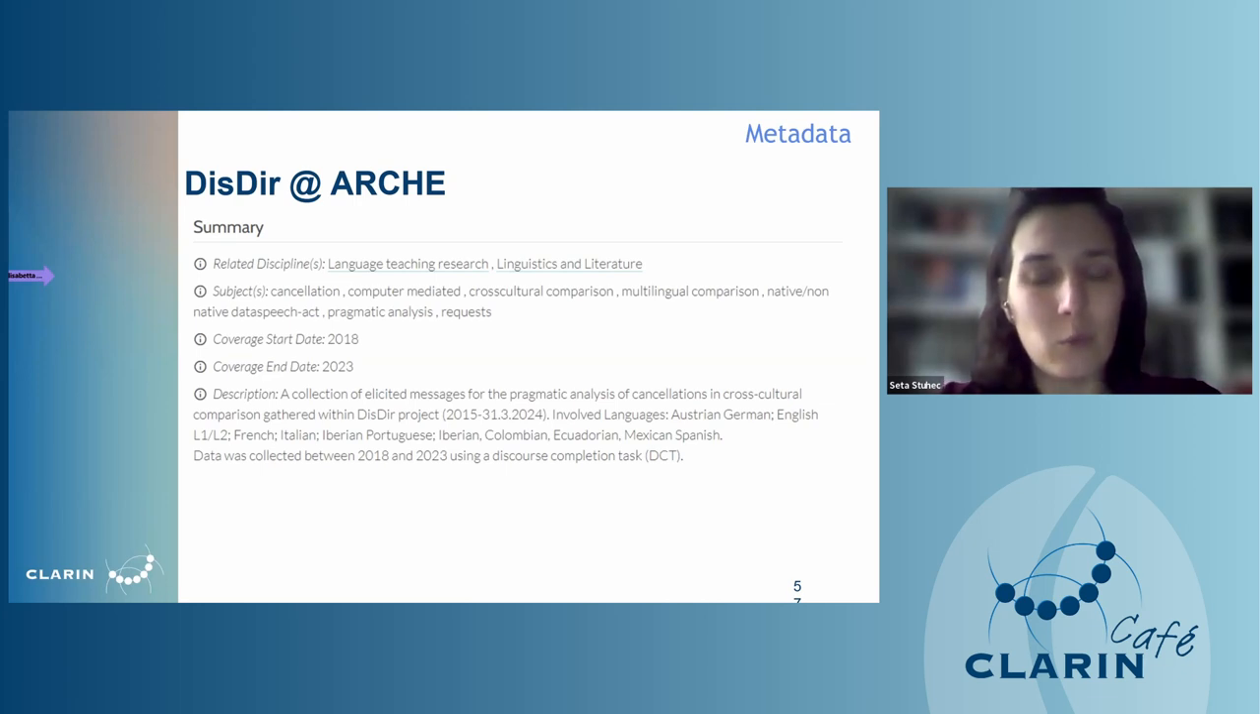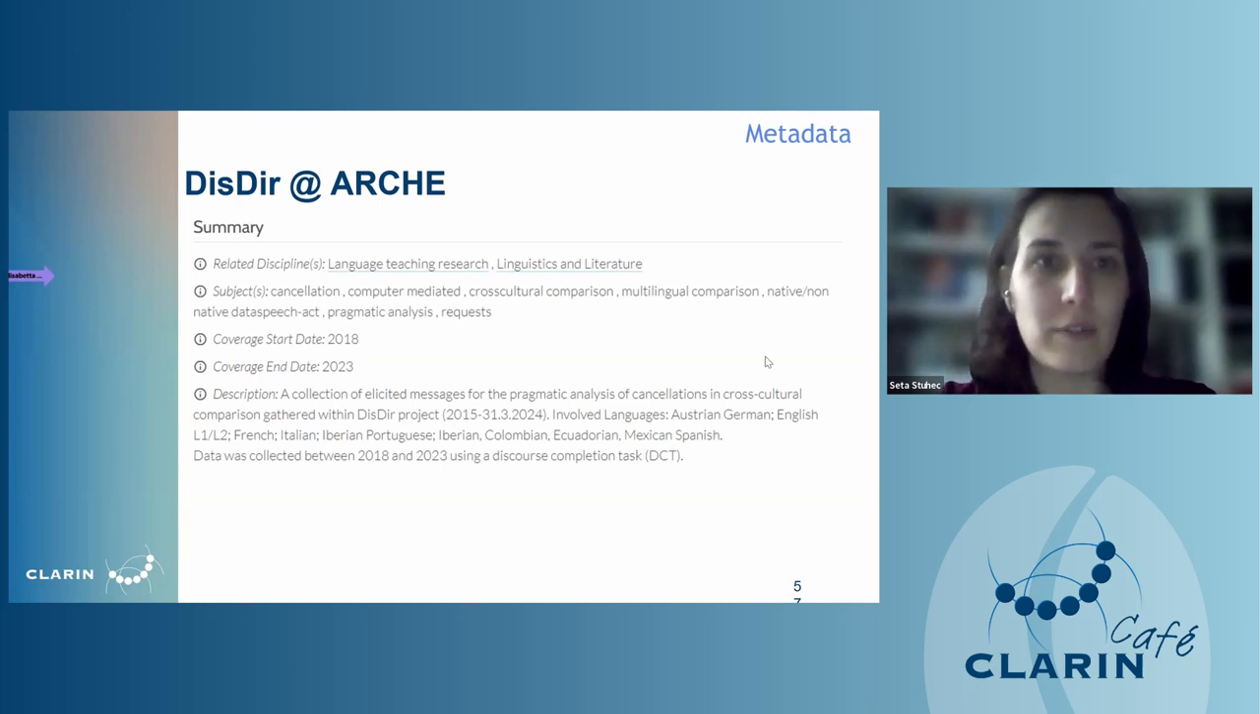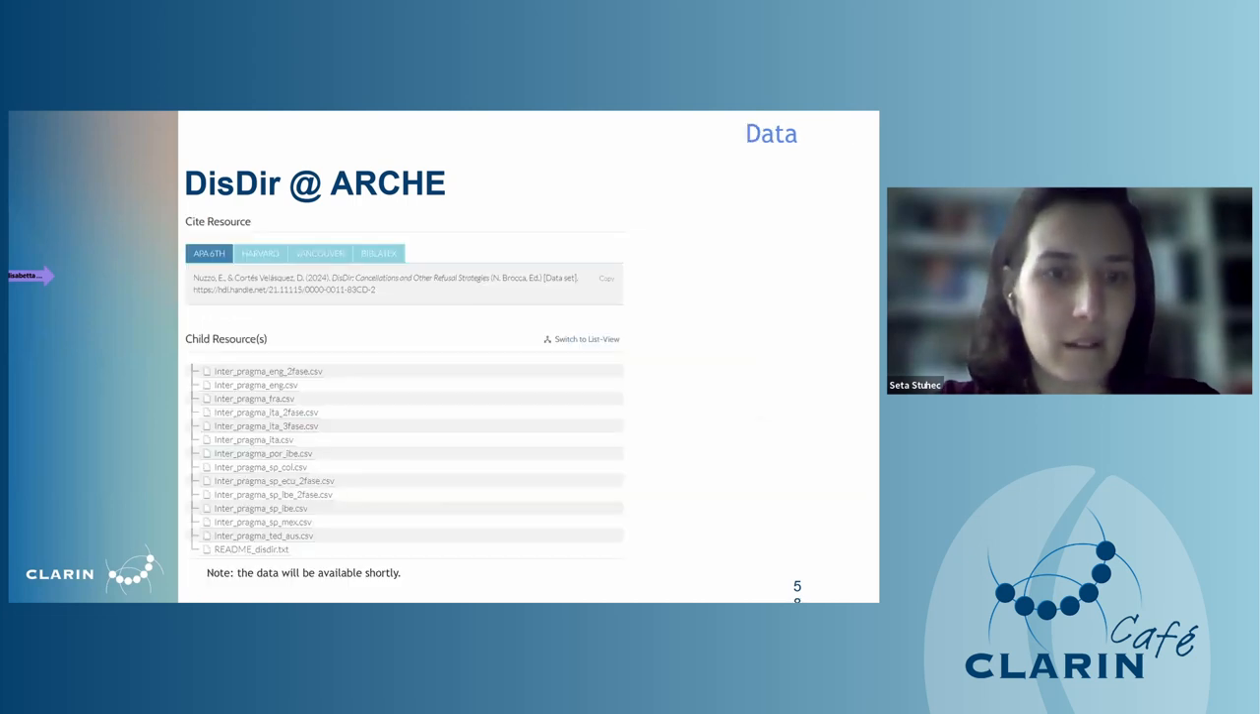And with the new design, there will also be a new search. So you will be able to search through all these facets of metadata. But already now we are also providing a full text search through the files themselves. So theoretically, you should be able to find also the words that appear inside of the files or inside of the corpora. Yes, and these are the files that are then coming into this DisDir collection.